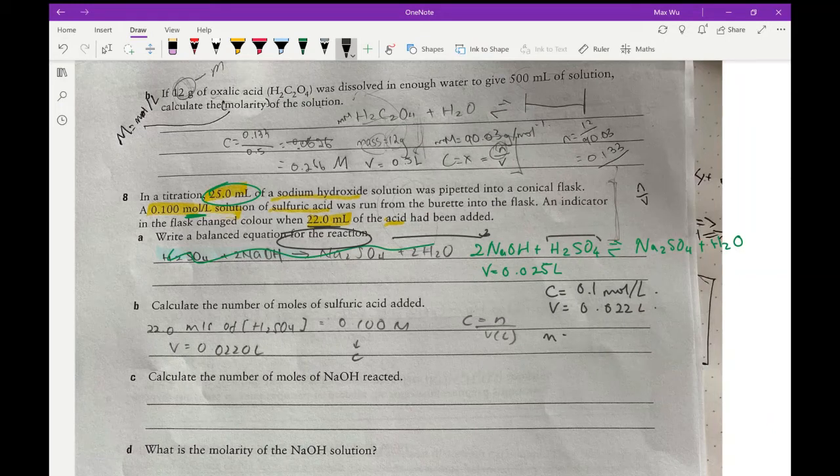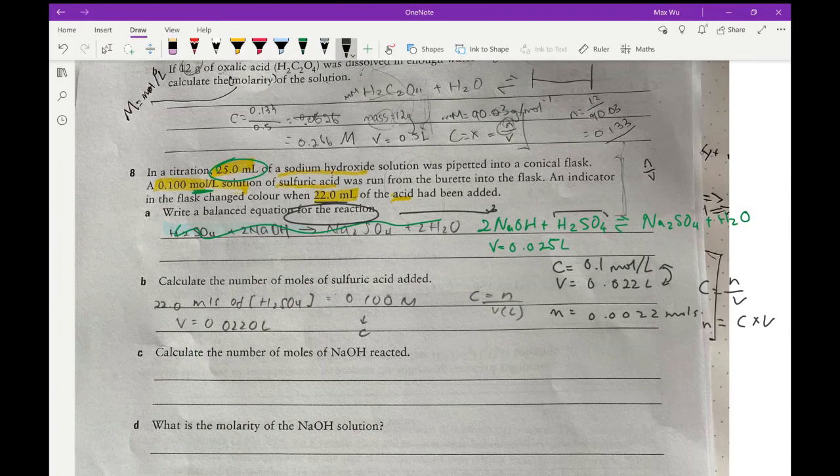Now we want N. So C is equal to N over V. So N is equal to C times V. We simply multiply these two together. And so 0.1, which is 1 over 10, times by this. You simply move the decimal point back by 1, right? And you get this. This is moles. Okay, so I don't know what my student wrote here, but that should be moles, right? Oh wait, no, that's volume. Okay, so that is moles of sulfuric acid, right?